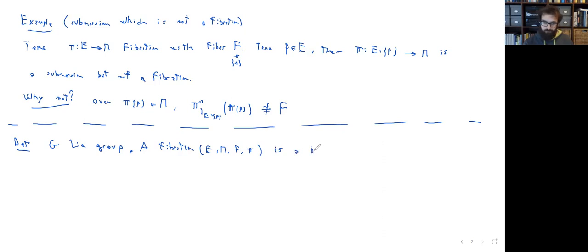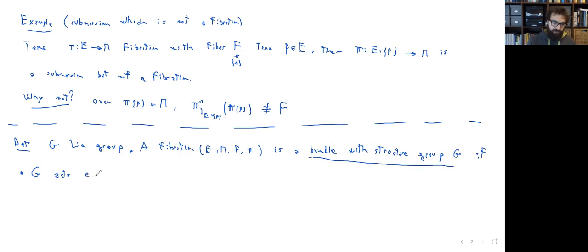The submersion is a bundle with structure group G if we have two conditions. G acts effectively on F. So this means we have an action of G on this fiber F. And effectively, I recall we did it last week, means that the map from G into the automorphism group of F is injective.